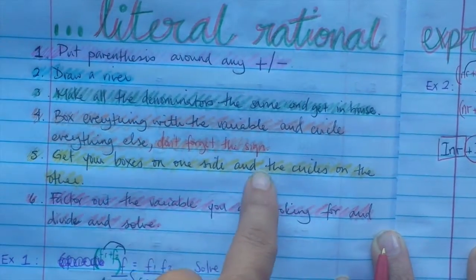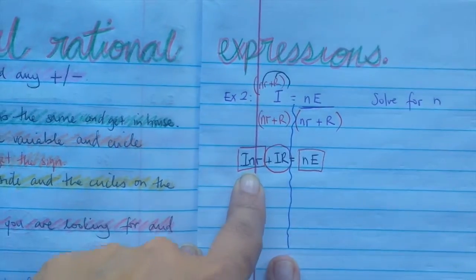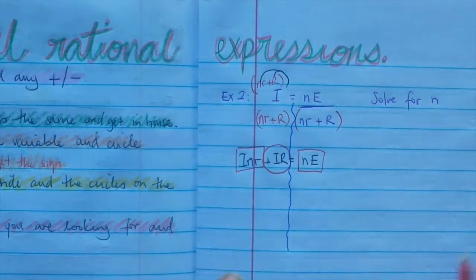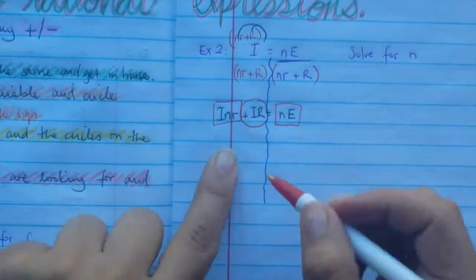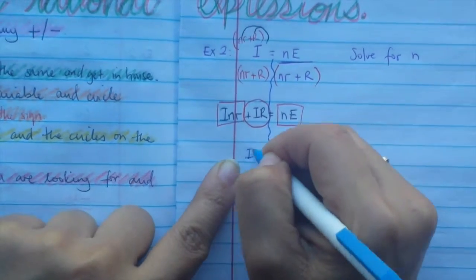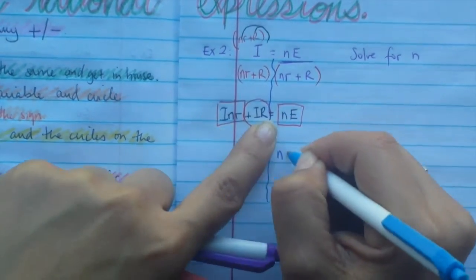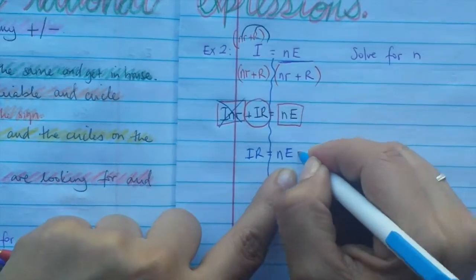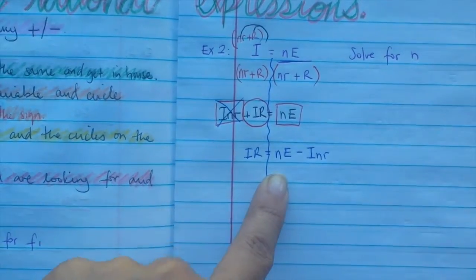Take all your boxes on one side and the circles on the other. So I'm going to move the box since I moved to the left. It's going to be minus. So what I'm going to get left with is capital I, capital R equals, and then N, capital E minus, because now it goes on the other side, I and R.